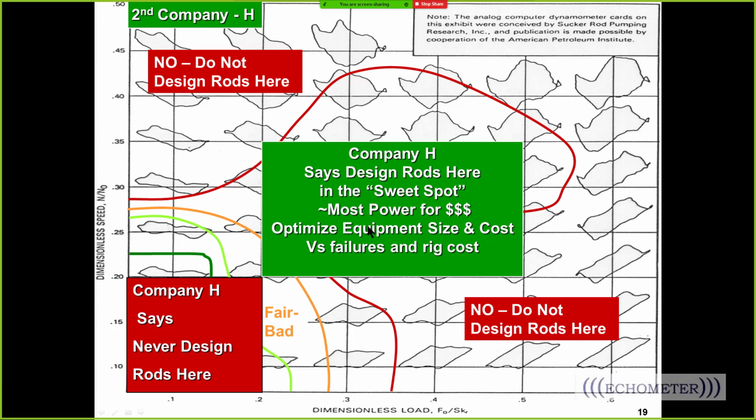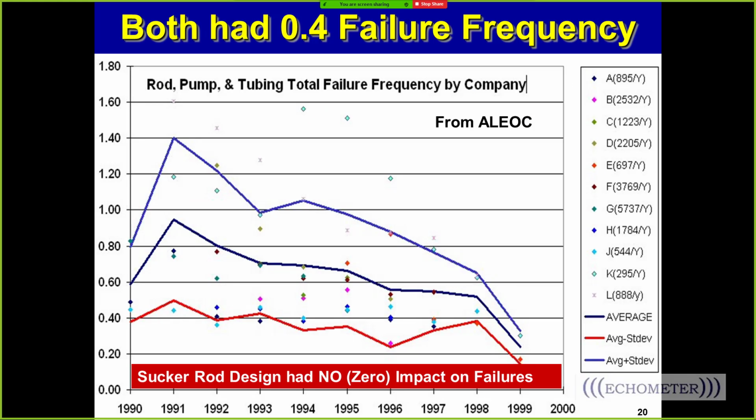And we both thought, and the people that we worked with thought, these design programs were the very best. Okay, now here's the bottom line. Company J and company H were down here with a failure frequency of 0.4. Only 40% of our wells failed, compared to other companies that have more than one failure per well per year. This is from 1990 to 2000. So both companies that had those two different sucker rod design methods had the lowest failure rates.